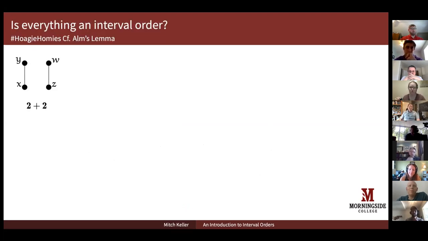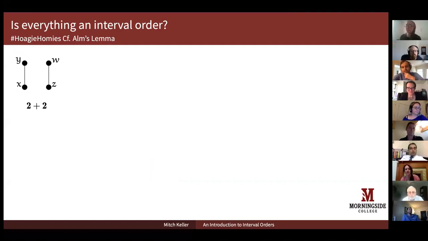So here's the question, is everything an interval order? And here I've drawn the poset we call 2 plus 2. These are bold. The font is a little bit hard to discern. 2 being that we have two pairwise comparable elements here, two more here, and the plus being disjoint union. And so just take a minute, and if you've got a piece of paper or just in your mind, what would a collection of intervals that represents this four-point poset look like?